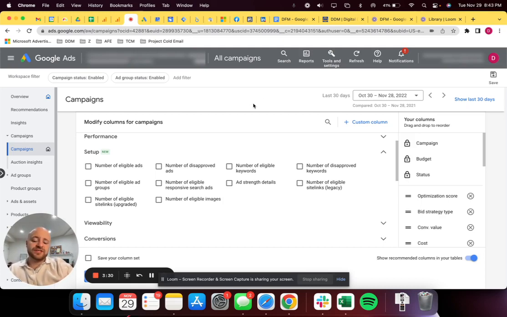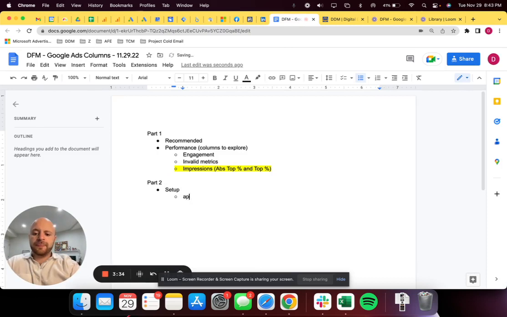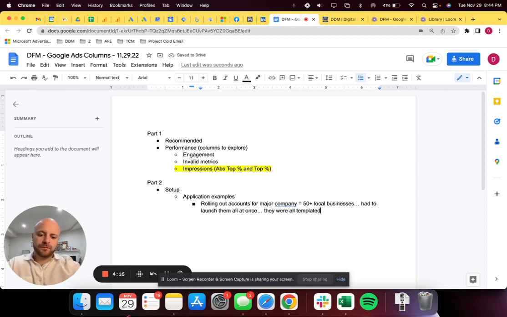So a couple applications for setup. We could say setup, applications, examples, rolling out accounts for major company. Like maybe you're doing, and I've had to do campaigns like this where we were responsible for 50 plus local businesses, and then we had to launch them all at once, and they were all templated. Like, i.e., local plumber for 50 different cities. That would be an example you would use that.